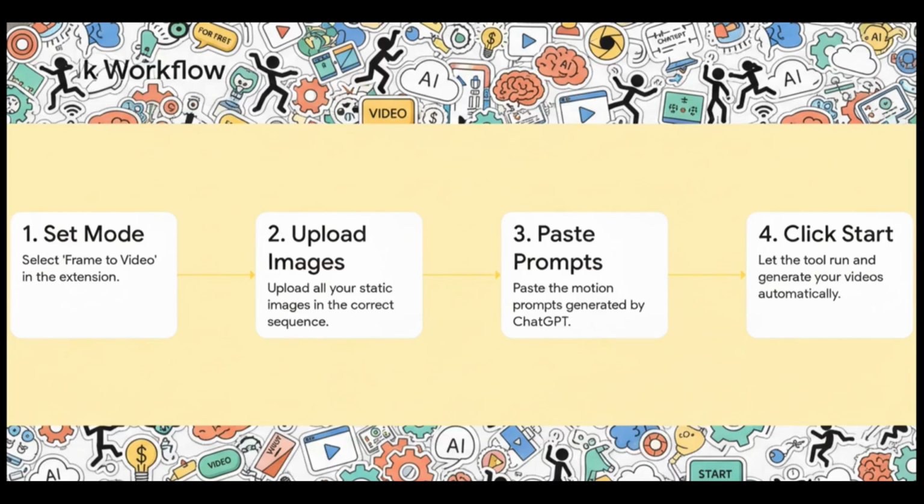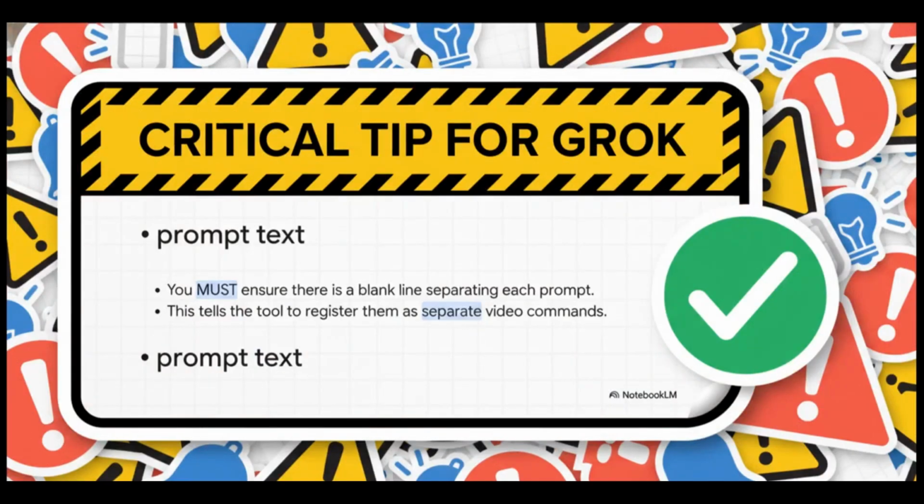That's it. You can literally walk away from your computer and just let it work. Now, listen up, because this is the single most important rule for using this tool. You must separate each motion prompt with a blank line. This little formatting trick is what tells the tool, okay, this is one command, now here's the next one. If you forget to do this, the whole thing will just fail. So remember, one blank line between each instruction.